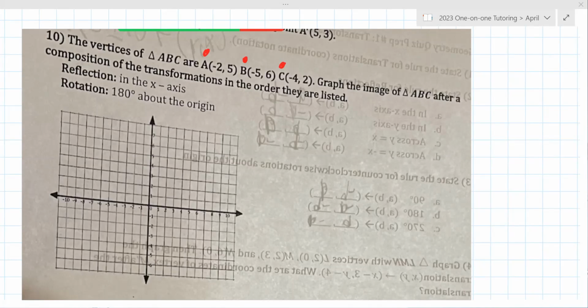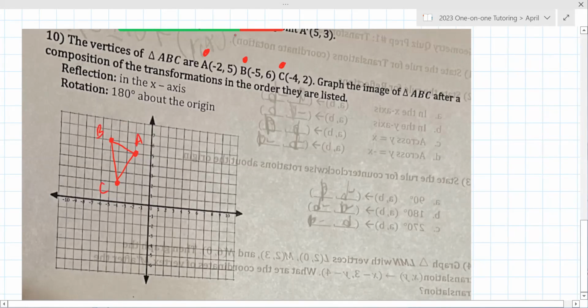Did you graph those points, Sarge? Okay, there we go. All right, A is -2, 5, so something like there. B is -5, 6, so roughly there. C is -4, 2, something there. Does your triangle look something like that? Yeah, that's right. So that's A, that's B, and that's C.